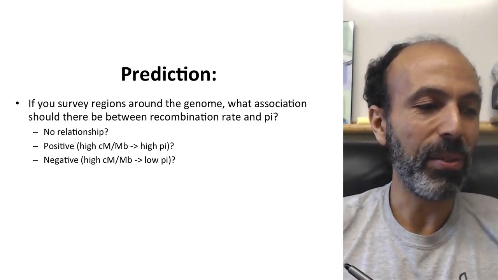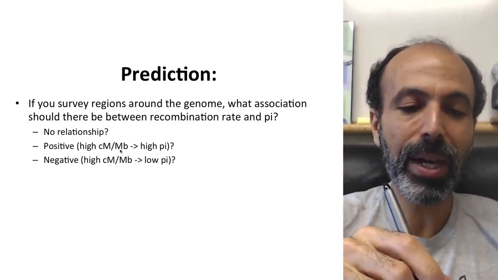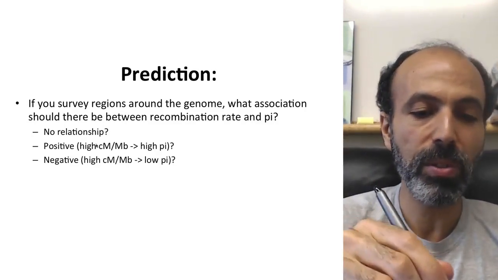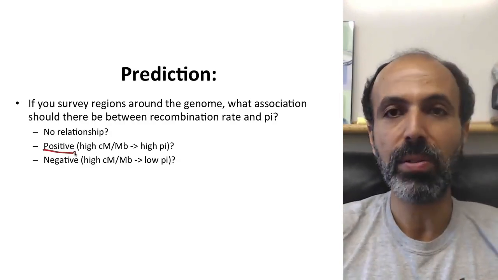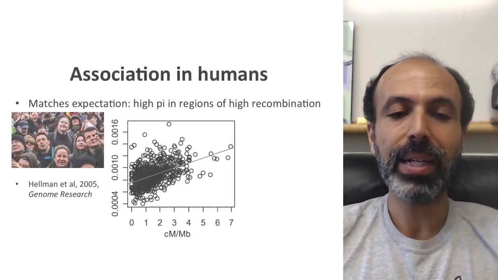Well, that was an extremely easy one. Again, as I said, if you have high recombination, you're able to sustain variation. So we do expect this to be a positive association. And in fact, that's exactly what you see.